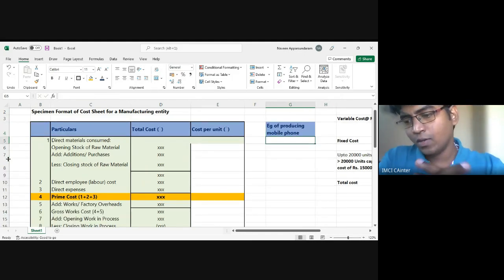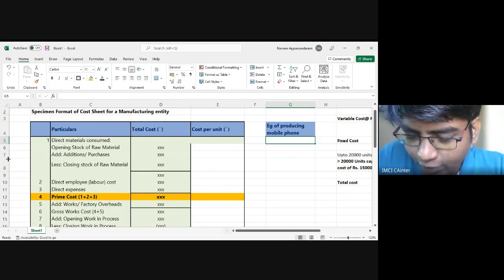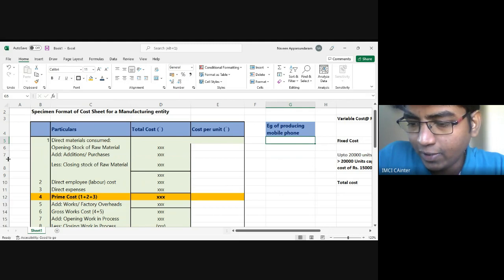So இந்த mobile phone வச்சுப்போம் நம்ம. Suppose you wanna become an entrepreneur and you wanna produce a mobile phone. First thing நீங்க என்ன பண்ணுவீங்க? Suppose you are starting a business, so you wanna set up a business.